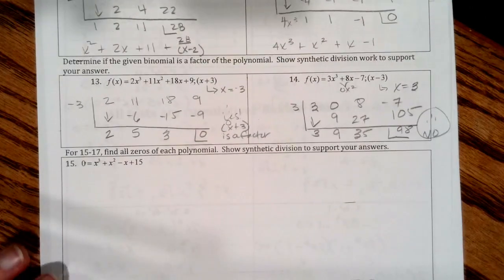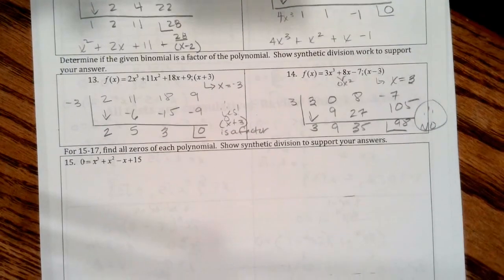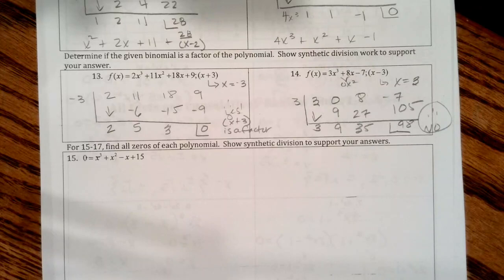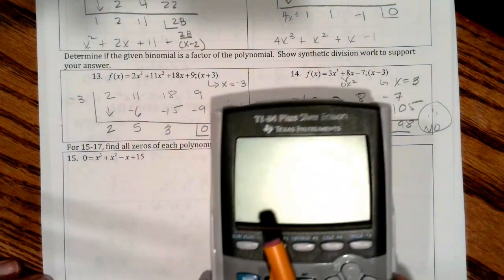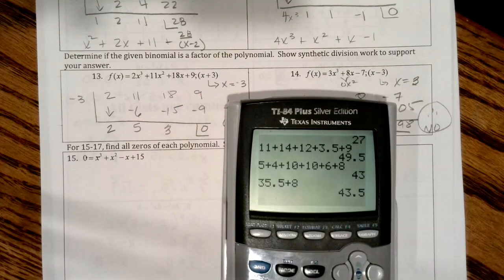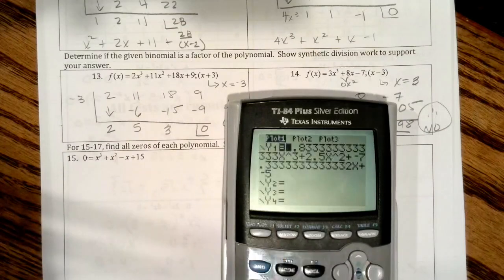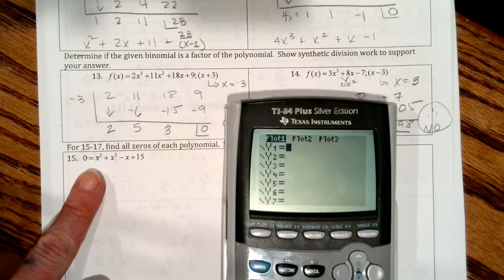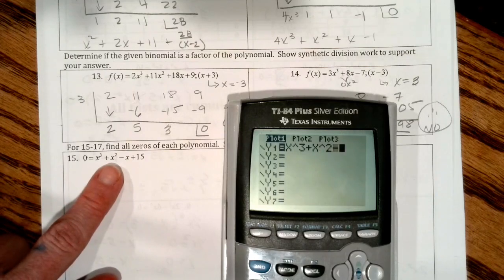Okay, now my job is to find all the zeros of each polynomial. Show synthetic division to support your answer. So here's where I need to get out my graphing calculator, because my first step is to figure out where those zeros might be. Alright, so we'll clear it out, go to y is equal to and clear that out. And we'll go ahead and say x to the third power plus x to the second power minus x plus 15.